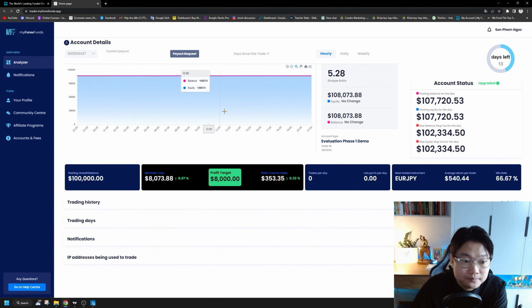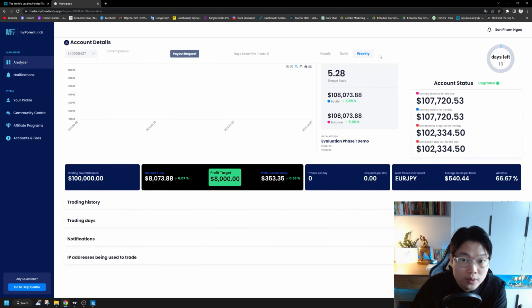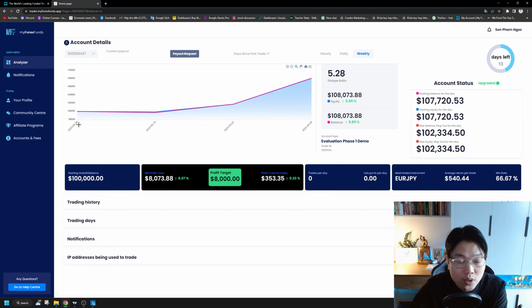Here's my $100,000 account, and you can see the trading results very easily. I traded from the 8th of May 2023 until yesterday. I closed the last trade here and got 8% of my account. This is the evaluation phase 1 demo account, but it doesn't matter because I copy from this one into my live account and other accounts in the social trading tool, and the result is the same.